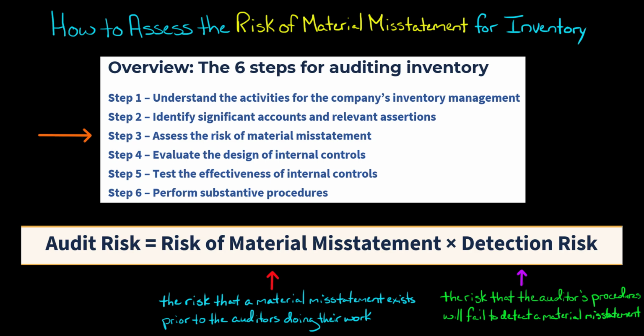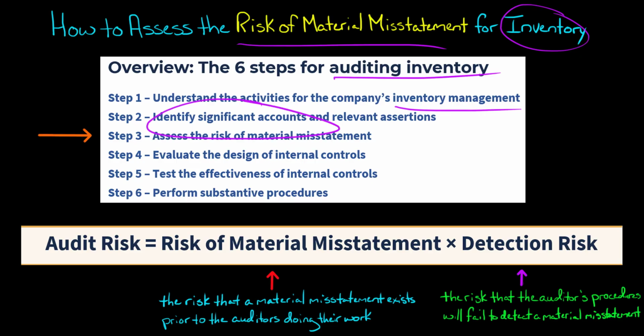In this video, I'm going to show you how to assess the risk of material misstatement for inventory. So we've been talking about the different steps involved in auditing the inventory account. We said that the auditor should first understand the company's inventory management process and then identify significant accounts, cost of goods sold and inventory, and the relevant assertions being made by management, such as existence, valuation, and so on. So now we're going to talk about assessing the risk of material misstatement.